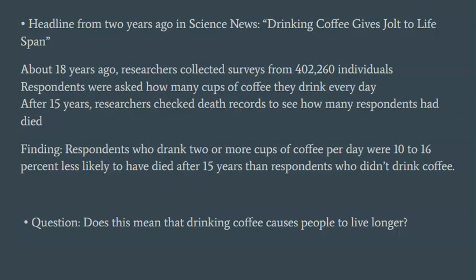And our findings were that respondents who drank 2 or more cups of coffee per day were 10 to 16% less likely to have died after those 15 years. So our conclusion was that, if you do drink coffee, you are a little bit less likely to have died in that 15 years. Now, does this mean that drinking coffee causes people to live longer? Absolutely not. Through an observational study where you're just watching people, you cannot say for certain if something will cause this or cause that.